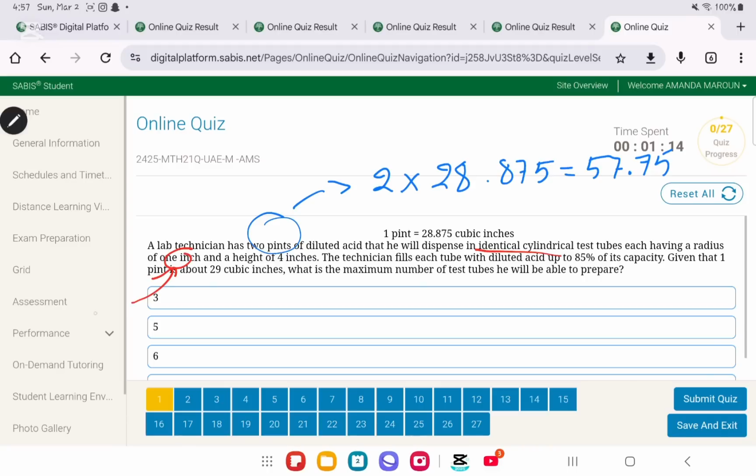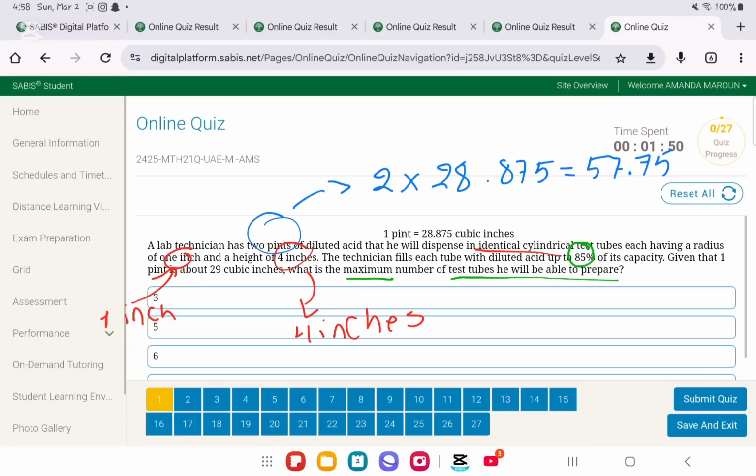Keep this in mind, a radius of 1 inch. Okay, and a height of 4 inches. They need us to find the maximum number of test tubes he will be able to prepare. Very simply, this isn't a difficult question. All we need to know, in addition, is that the technician fills each test tube up to 85% of its capacity.